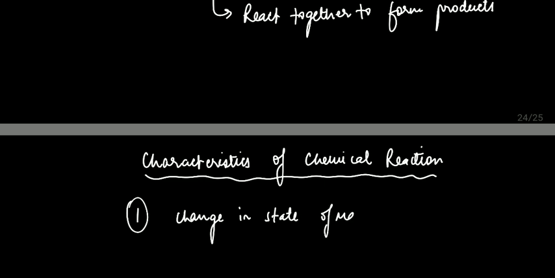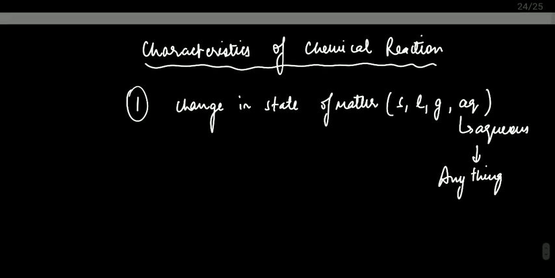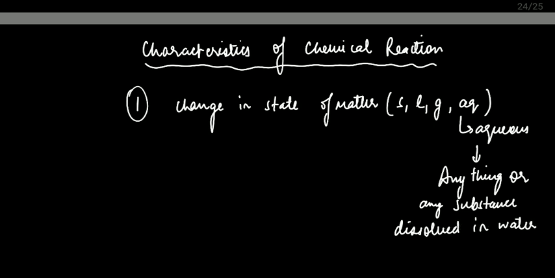change in state of matter, that is the state of matter: solid, liquid, gas. S stands for solid, L stands for liquid, G stands for gas, and we have AQ. AQ stands for aqueous. So what is aqueous? Any substance dissolved in water. Aqueous is a term where your solvent has to be water.